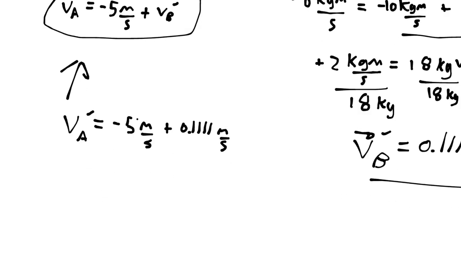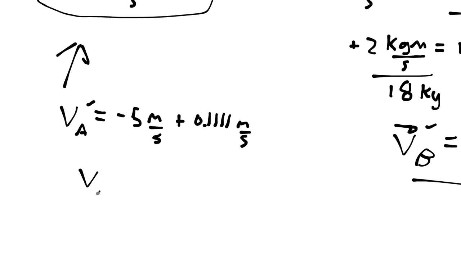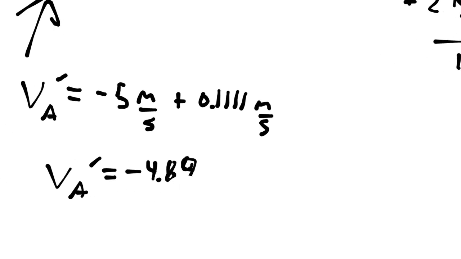And then your answer will be -4.88888888, right? So VA prime equals -4.8, and then it's just 8s constant. So we'll just set it to 889, maybe. Yeah, we'll do that. So 889.